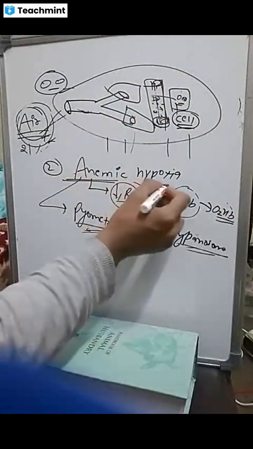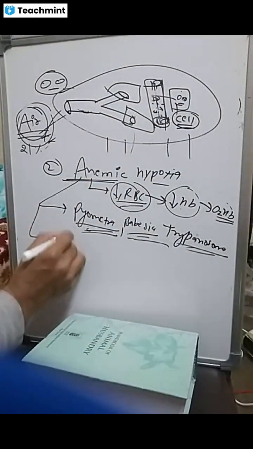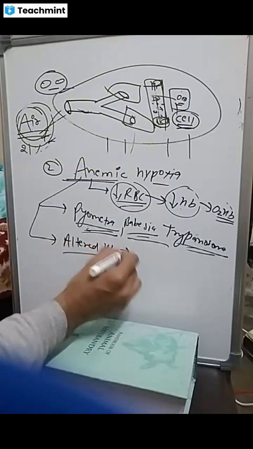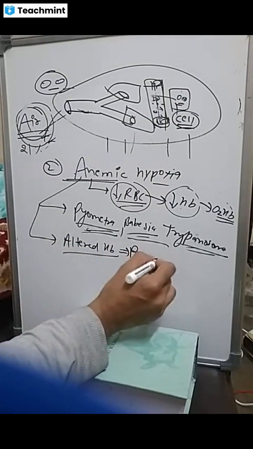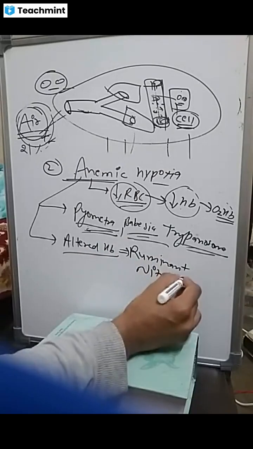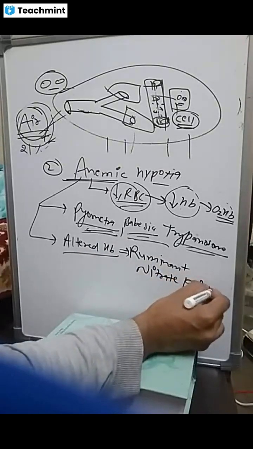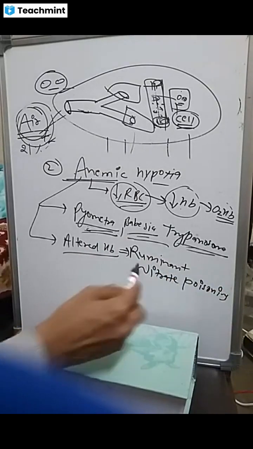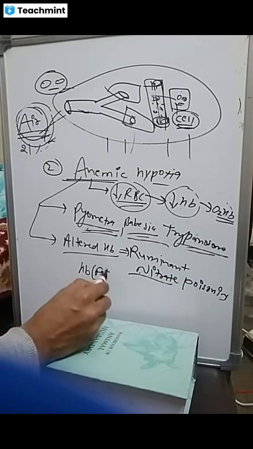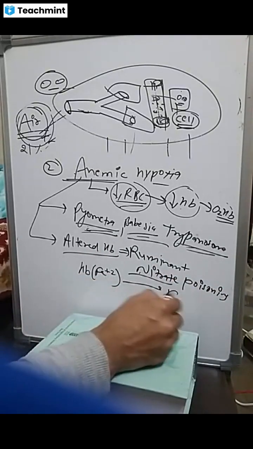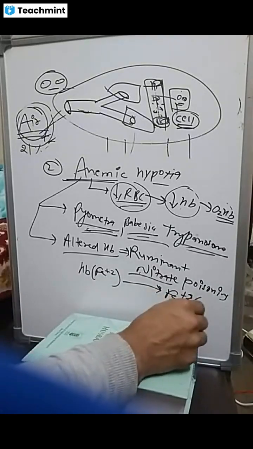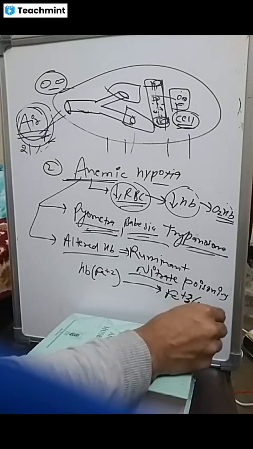This is anemic hypoxia. The second reason is altered hemoglobin. For example, in case of ruminants, there is nitrate poisoning. In case of nitrate poisoning, hemoglobin which is containing Fe2+ converts into Fe3+. And this is called methemoglobin.